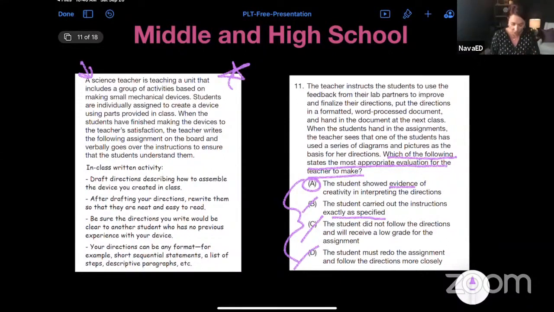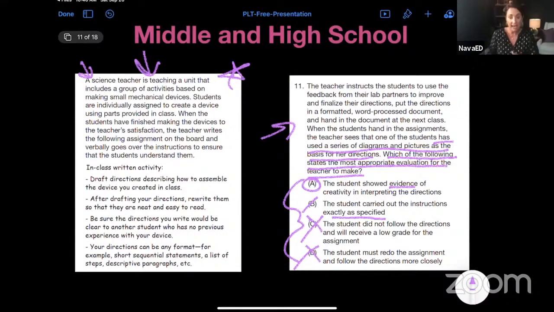Let's go into the question. Don't do this yet. Let's just go in here. The teacher instructs the students to use the feedback from their lab partners to improve and finalize their directions, put the directions in a formatted word process document and hand in the document. When the students hand in the assignment, the teacher sees that one of the students has used a series of diagrams and pictures as a basis of her directions. Well, you're not gonna penalize her. So C and D are out.